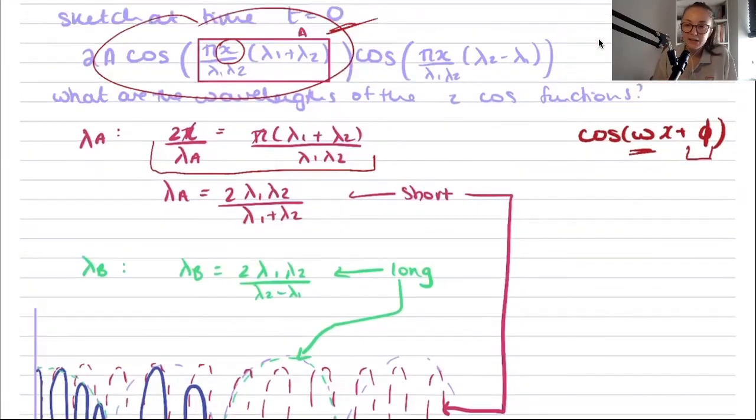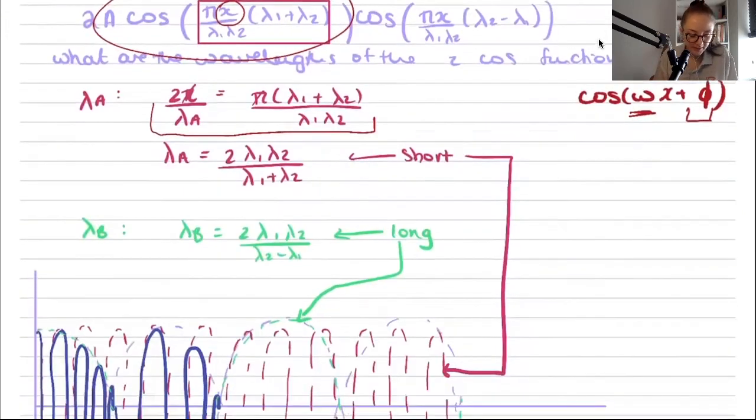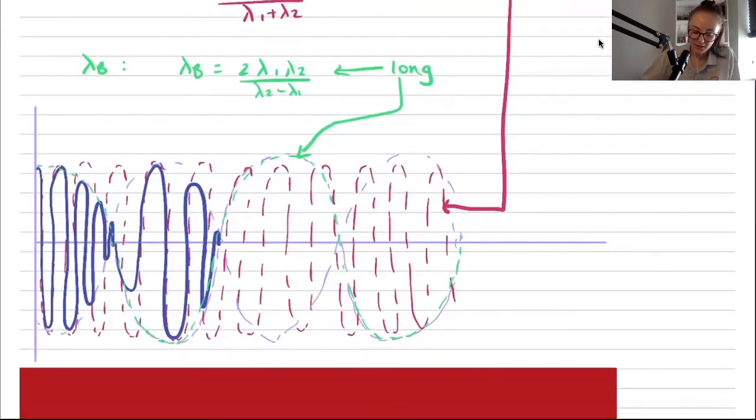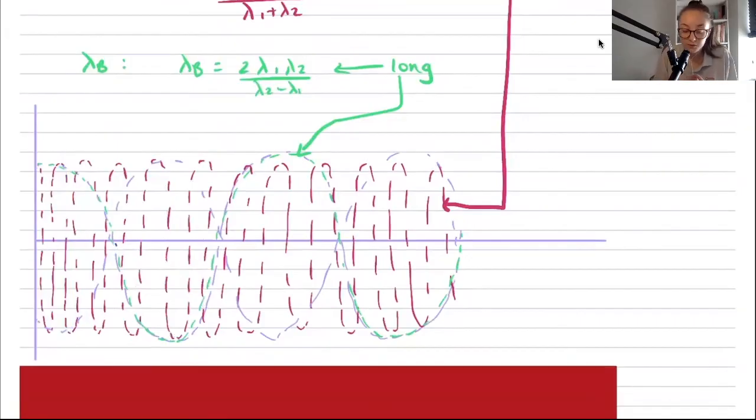And then essentially what happens when we multiply two different cos functions is, say we sketch out these two cos functions first, we end up with something that looks like this. We have a wave with a shorter wavelength, this red one here, and then a wave with a longer wavelength, this green one here. And as we multiply these together, the longer wavelength acts as a sort of changing amplitude to the shorter wavelength.